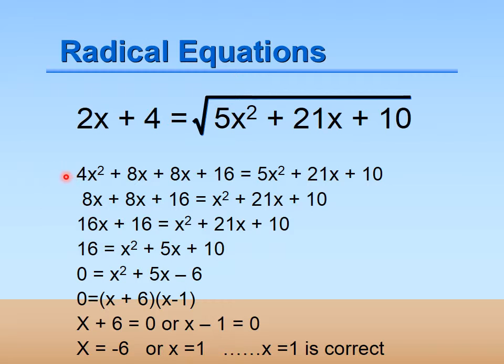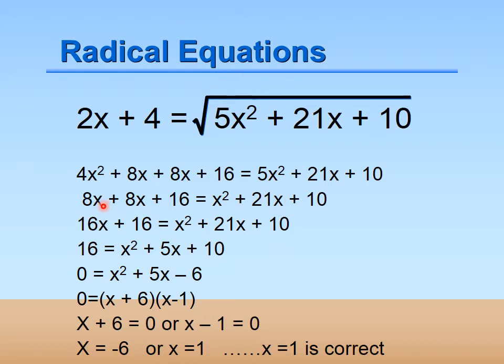So at this point, I don't have any more radicals, and I need to solve for x. I notice that the highest degree that I have is squared, which means that this is possibly a quadratic. So I want to get everything set equal to 0. The first thing I'm going to do is subtract 4x squared from both sides. And when I do that, I'm left with 8x plus 16 equals x squared plus 21x plus 10.